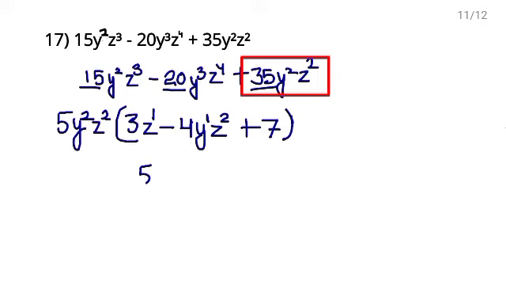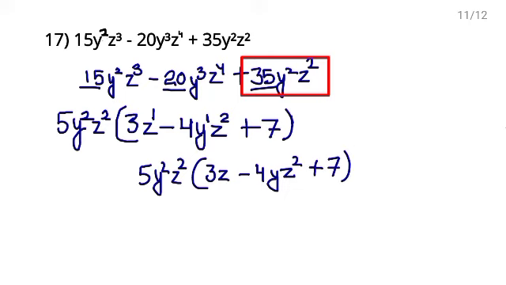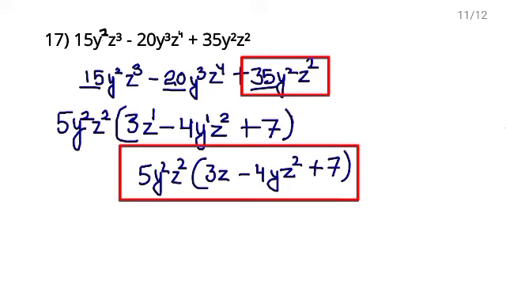So what is your answer? 5y square z square in bracket 3z minus 4y z square plus 7. Clear? So this is your answer.